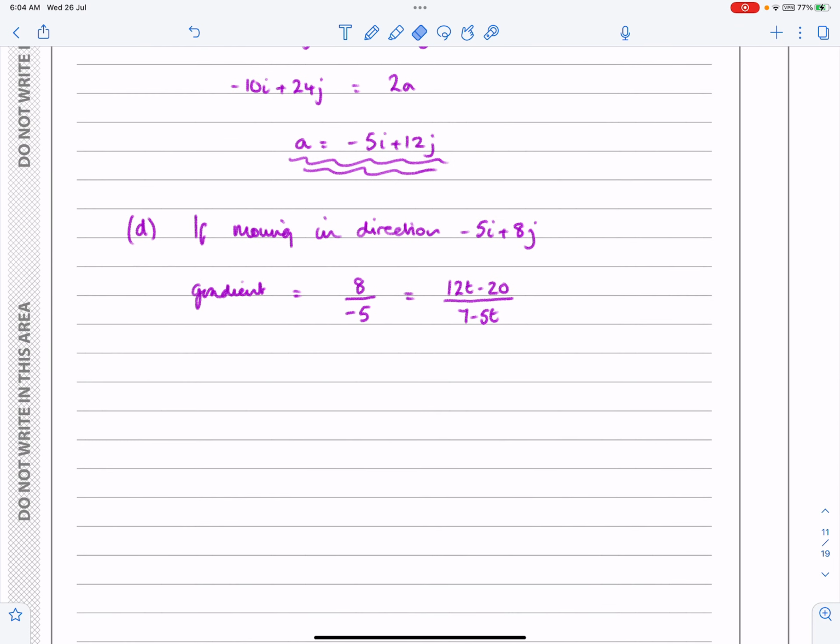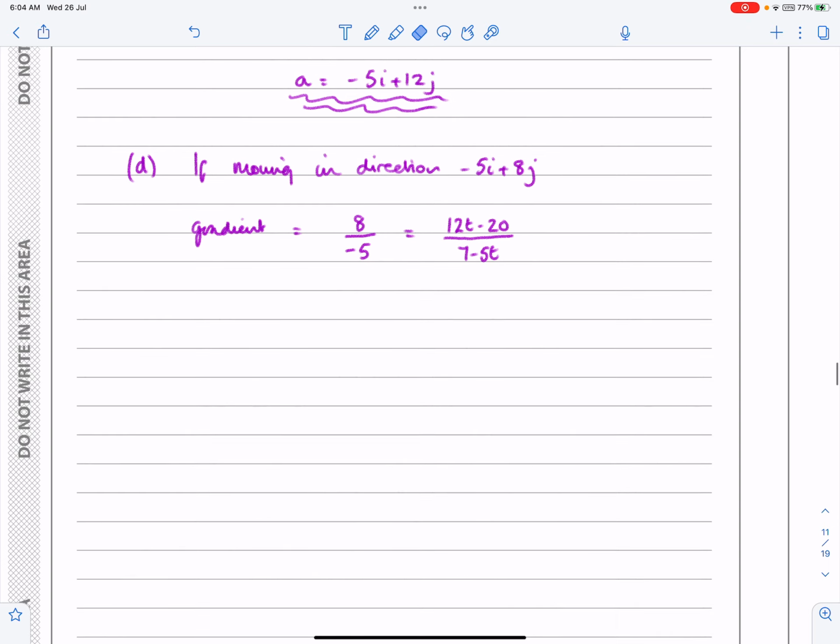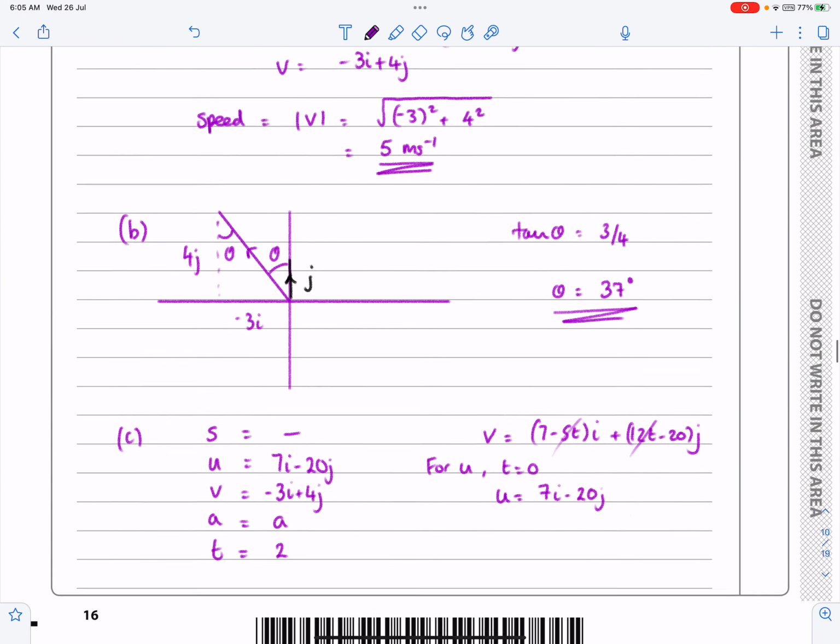That's just an equation that I need to solve by multiplying everything out and tidying it all up. So if we do that, we get 8 times 7 is 56. 8 times 5 is 40, is equal to minus 60t plus 100, and then just rearrange all that and tidy it up. If you rearrange that, t works out to be equal to 2.2 seconds.